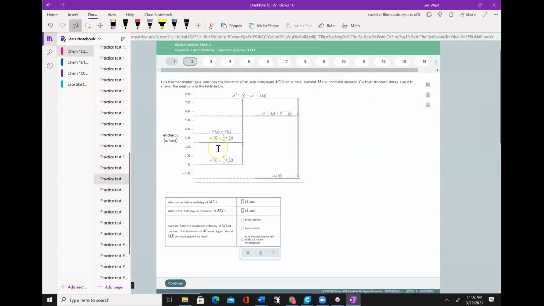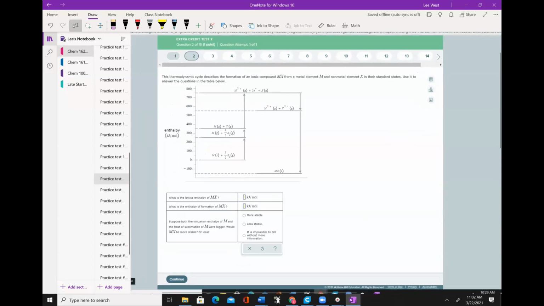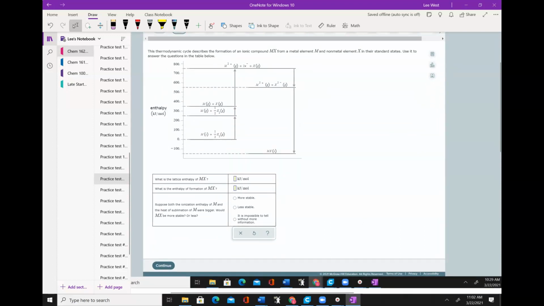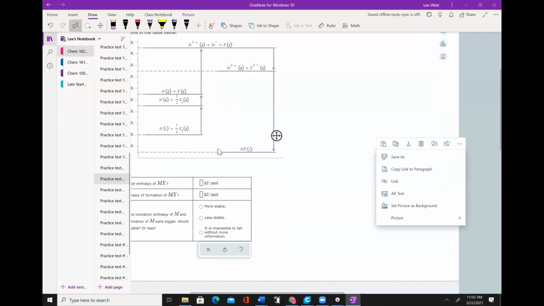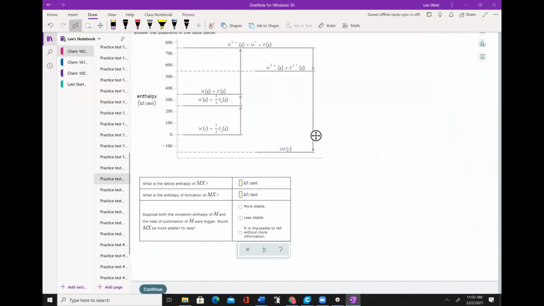Okay, next question's all about a Born-Haber cycle. A Born-Haber cycle is about the formation of ionic compounds from a metal and a non-metal in their standard state. So you need to know the terms in order to understand how this happens. What we've got is the formation of 1 mole of an ionic compound from its elements in their standard states, in their normal form, their most common form at room temperature and 1 atmosphere. And that's what's happening in this single step here. This is what we call the heat of formation for this ionic compound.